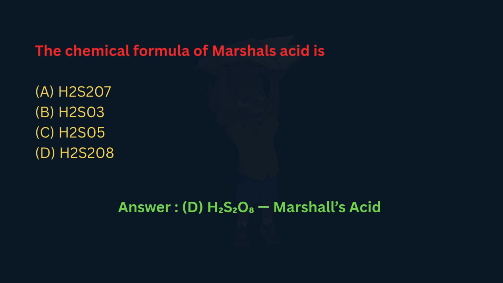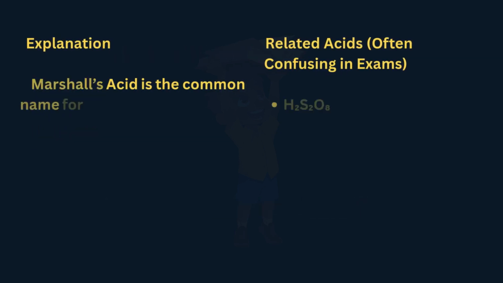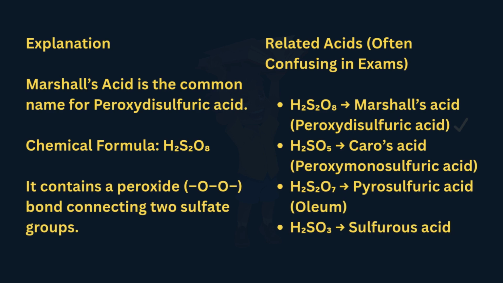Hydrogen persulfate, Marshall's acid. Explanation. Marshall's acid is the common name for peroxydisulfuric acid, H2S2O8. It contains a peroxide, O-O, bond connecting two sulfate groups. Related acids, often confusing in exams: H2S2O8, Marshall's acid, peroxydisulfuric acid; H2SO5, Caro's acid, peroxymonosulfuric acid; H2S2O7, pyrosulfuric acid, oleum; H2SO3, sulfurous acid.